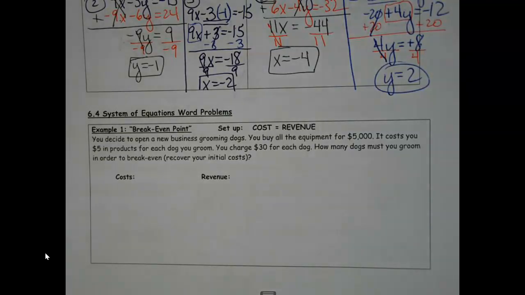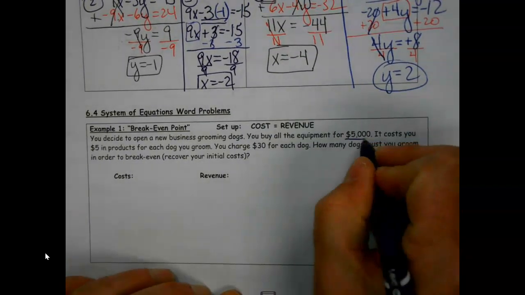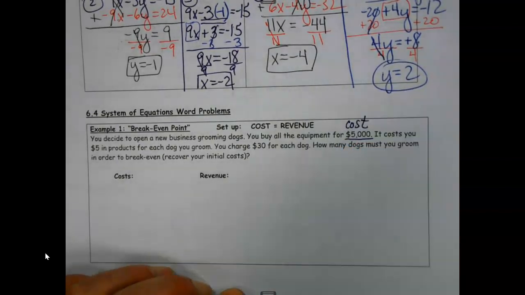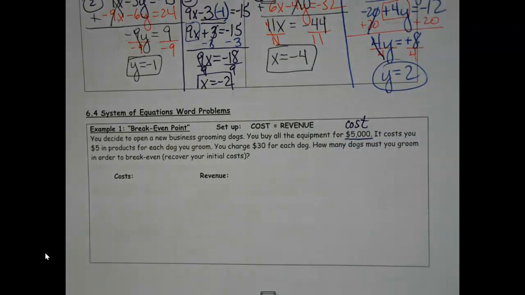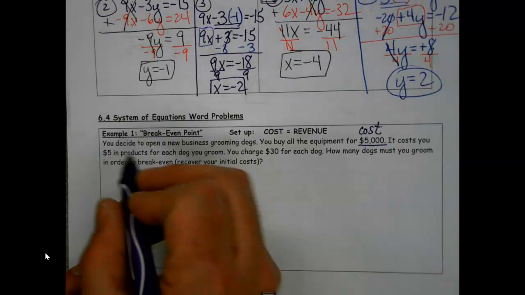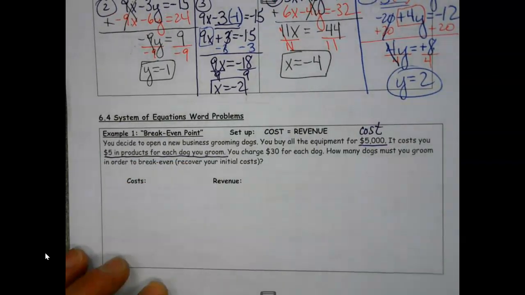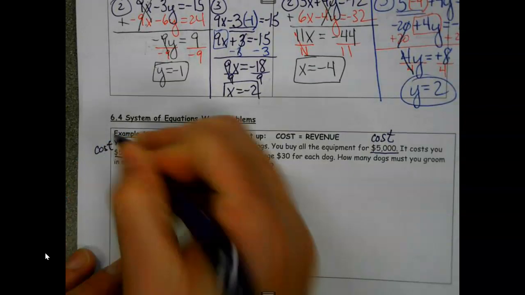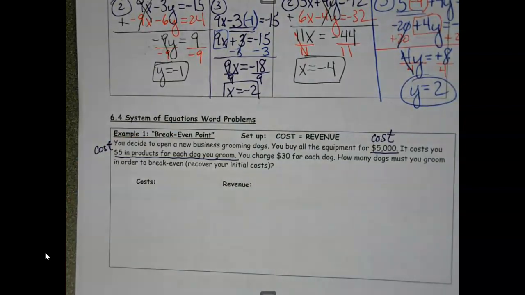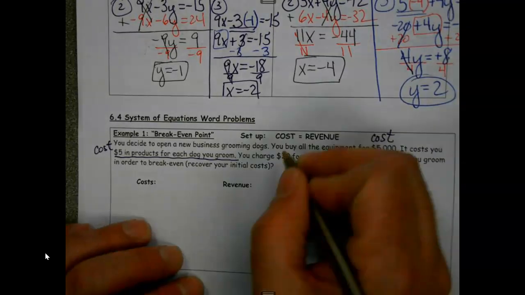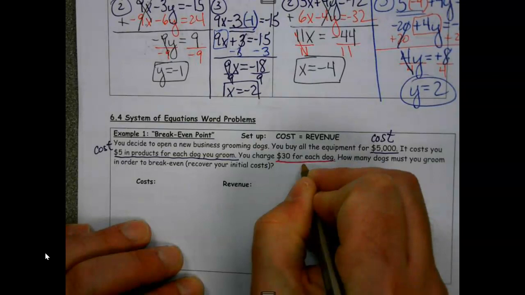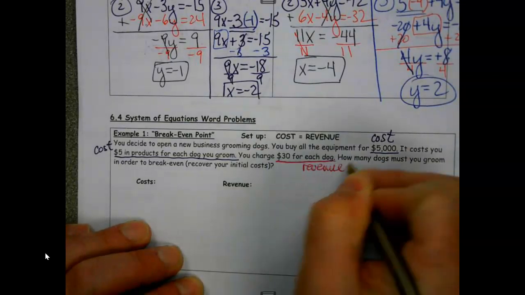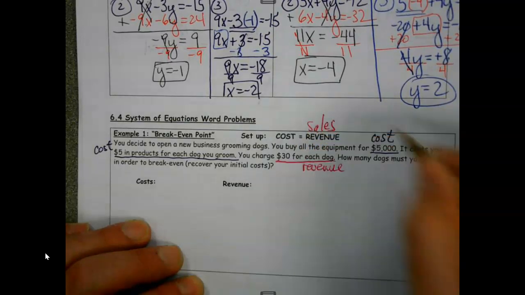So let's see. We're going to open a new business grooming dogs. You buy the equipment for $5,000. That's a cost, an upfront cost that you have. It costs you more: $5 in products for each dog you groom. That's also a cost. Then you charge people $30 for each dog. That's your revenue. Another word for revenue sometimes is sales.